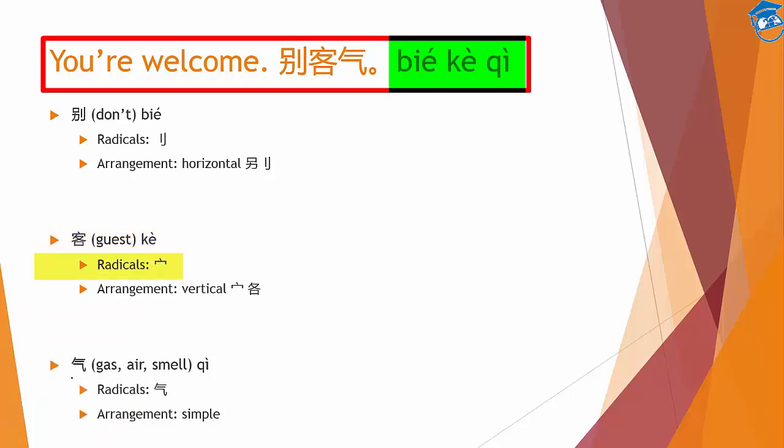And then finally, 气. Okay, which means gas, air, smell, which sounds quite weird to be used in you're welcome here, but I'll explain it later. And the pinyin is here, qi, okay? And the whole word is the radical, and the arrangement is simple, okay? And here's how I write it. 1, 2, 3, 4. Okay, one stroke at the fourth stroke.